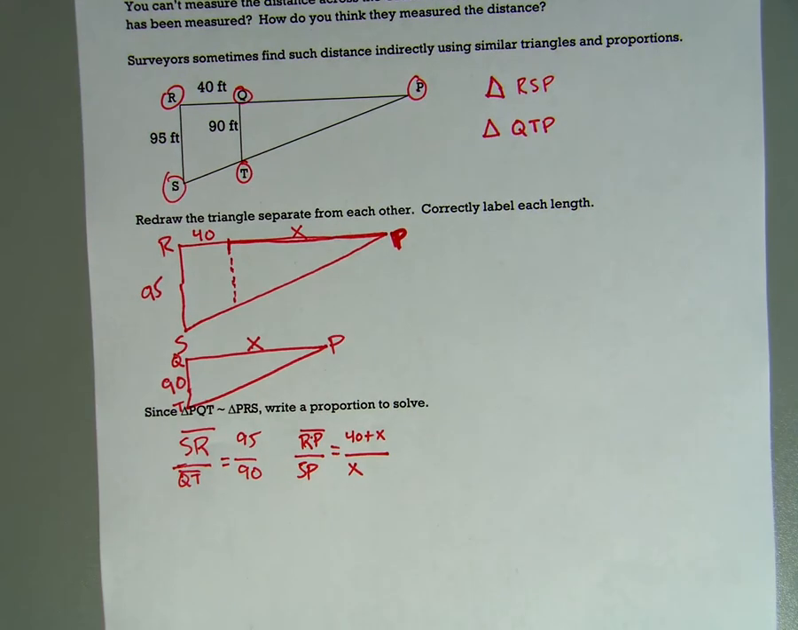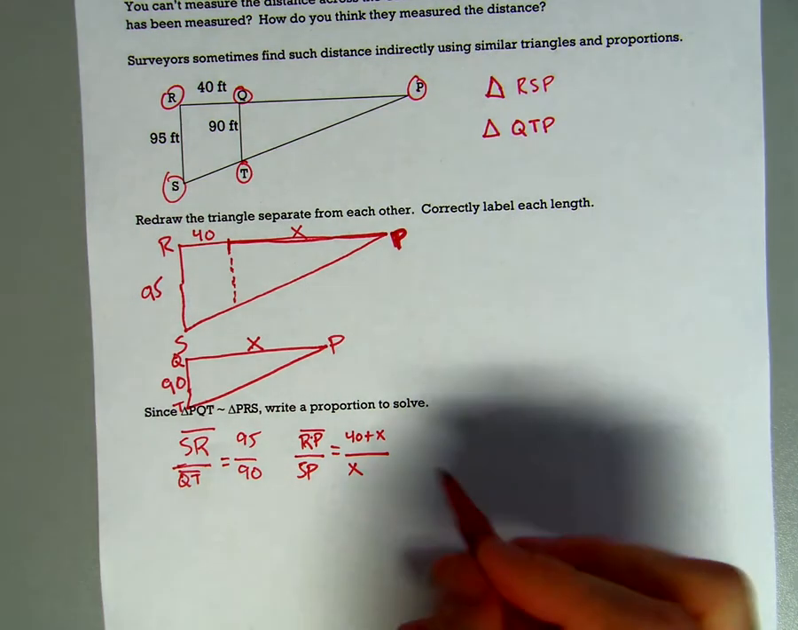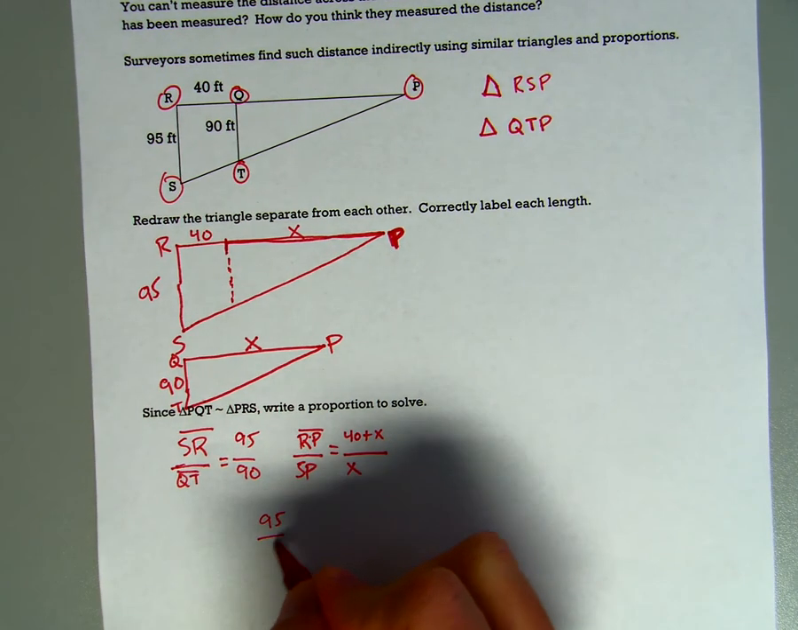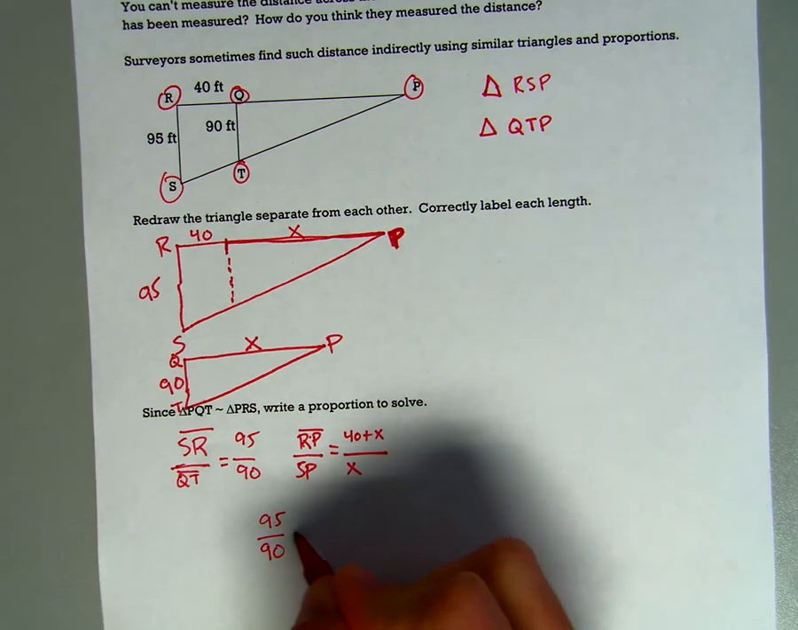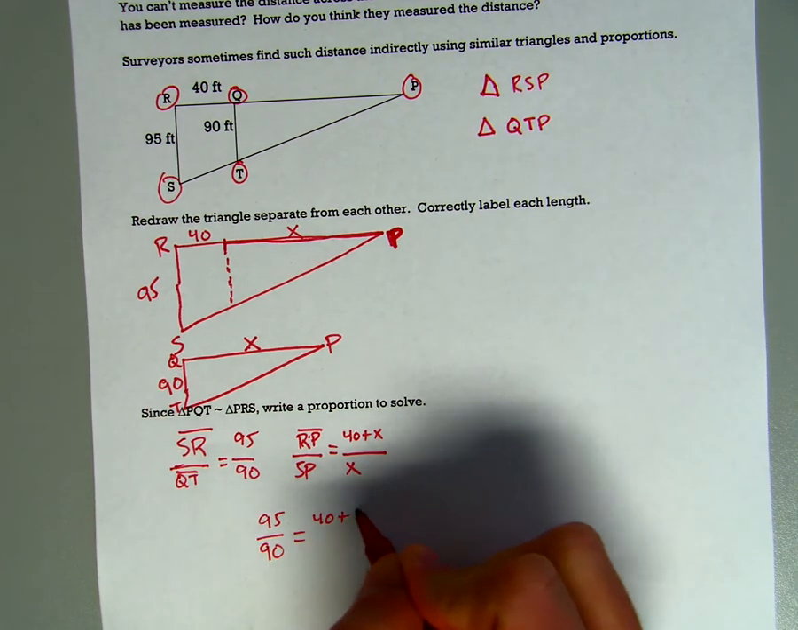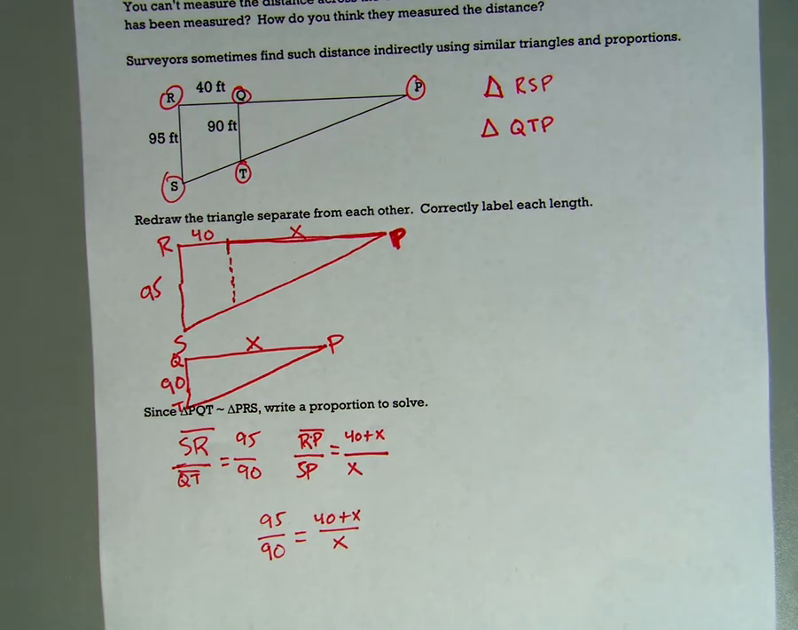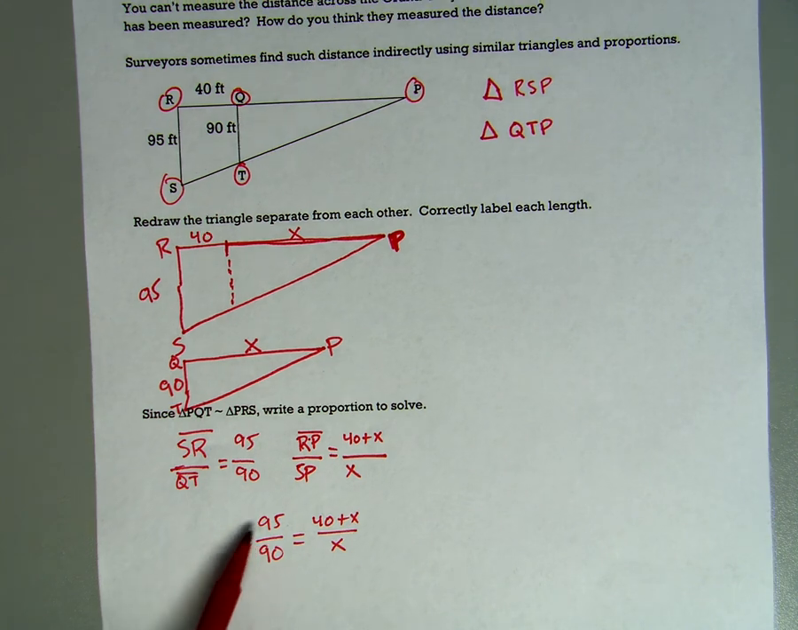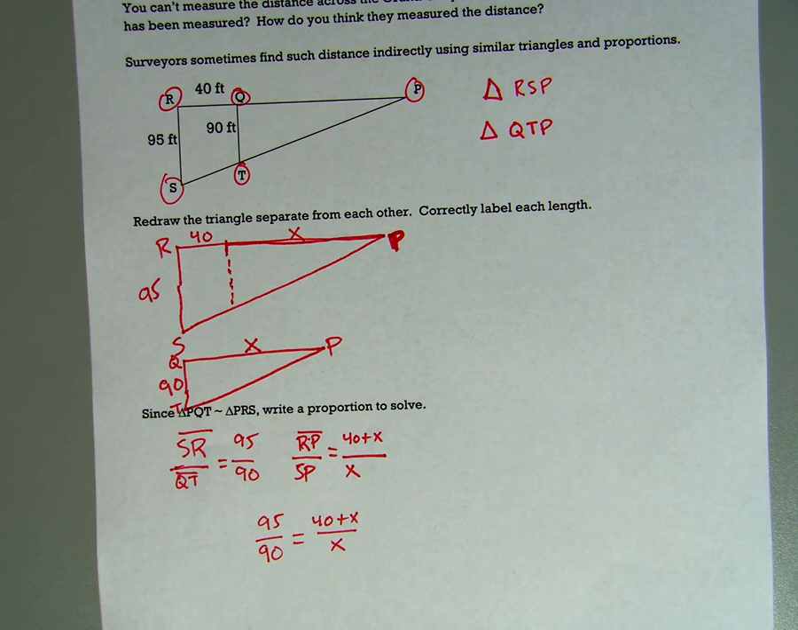Now to go ahead and figure out what X is, I'm going to do 95 over 90 is equal to 40 plus X over X. Now the reason I can do that is that because they're similar triangles, I know that the sides are going to be proportional to each other. So when I divide one side into the other, I know the proportions should come out the same, and that's why we can use that equal sign.